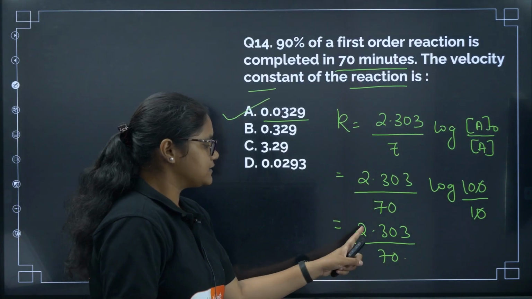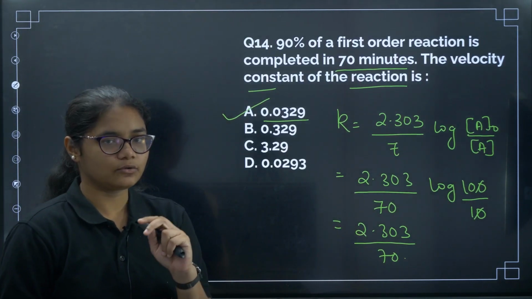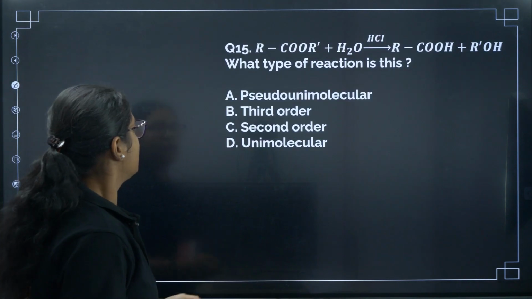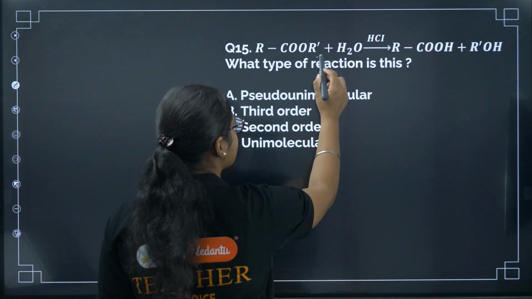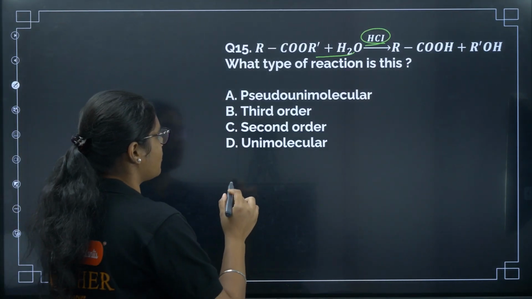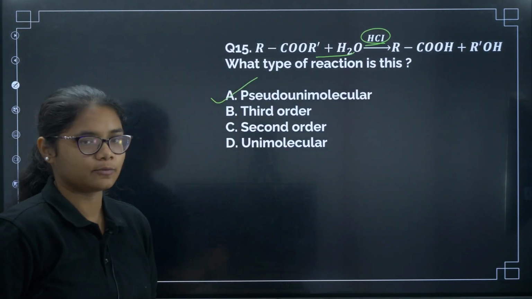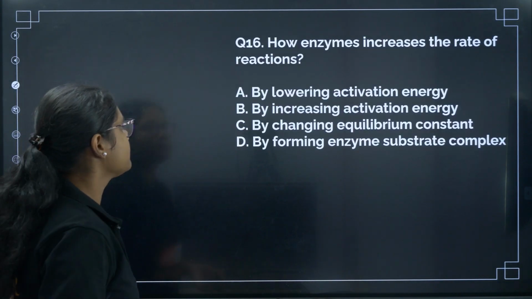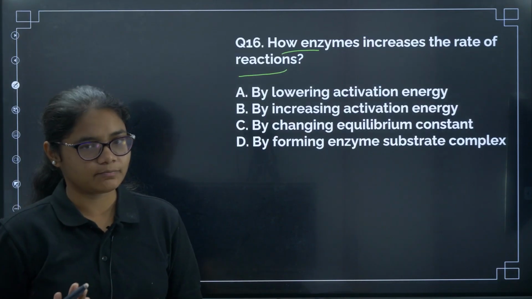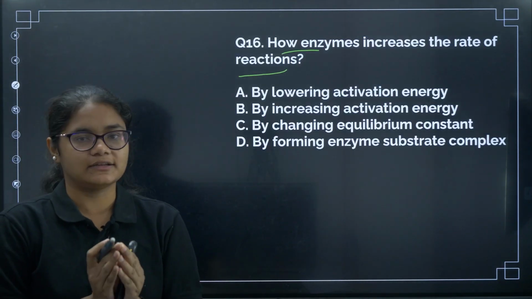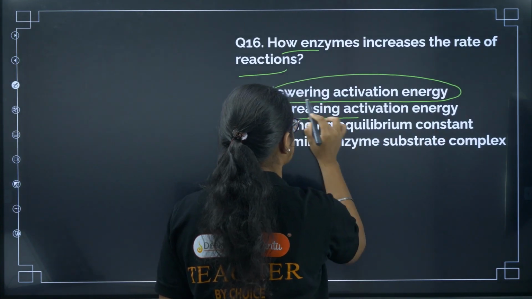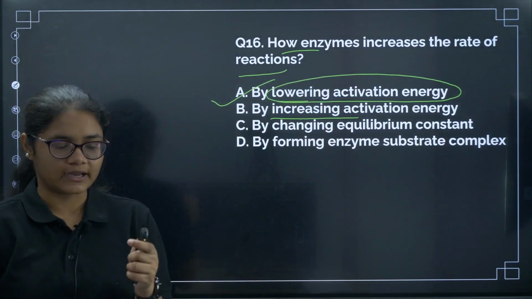Okay, you can just see 70 into 3 will be 210, so something related to that. So that will be 0.03. Okay, next. This is your acid hydrolysis of ester. So we all know this is an example of a pseudo-unimolecular reaction. So the correct answer for this is option number A. Direct fact based question. Next, how do enzymes increase the rate of the reaction? So enzymes provide an alternative pathway which reduces the activation energy of a reaction. So that is why they do so by lowering the activation energy. So the correct answer for this question is again option number A.